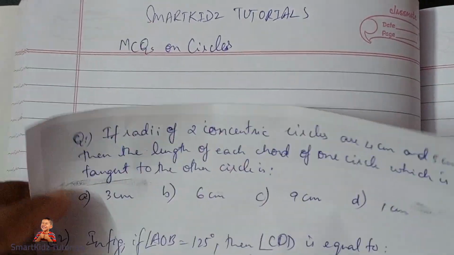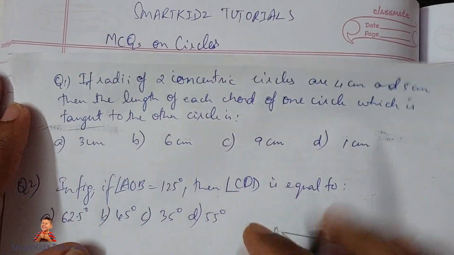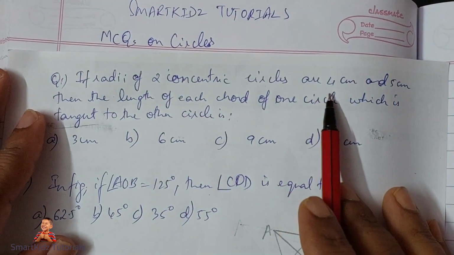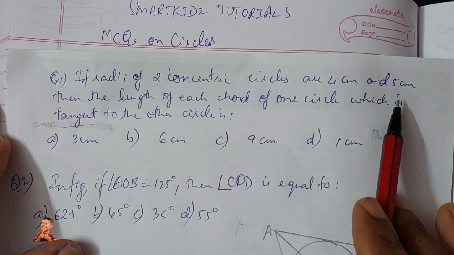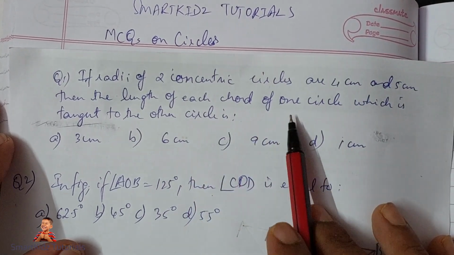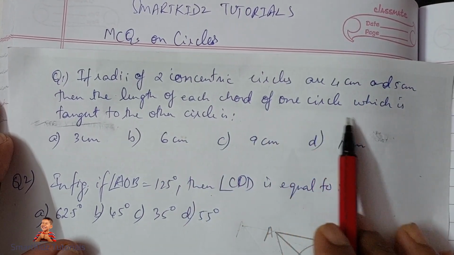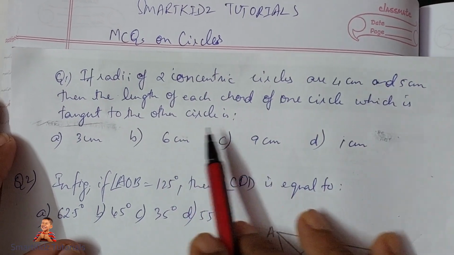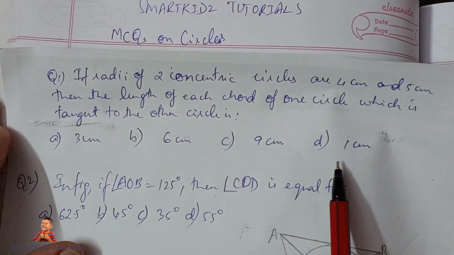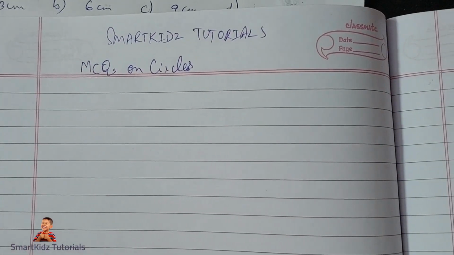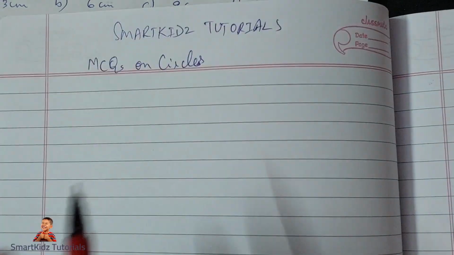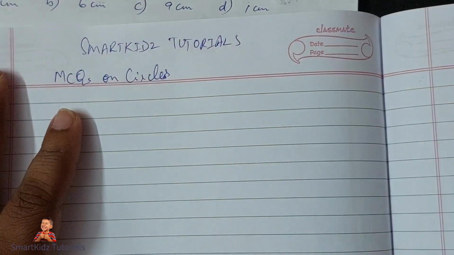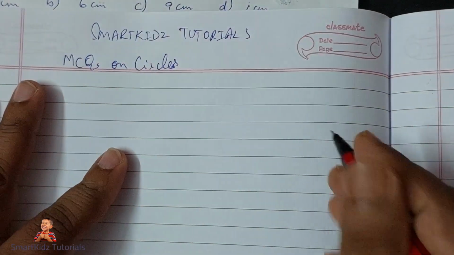Okay. Let's begin. First one. The first one says if radii of two concentric circles are 4 centimeters and 5 centimeters, then the length of each chord of one circle which is tangent to the other circle is one of the following. So first, let me just draw this picture. I mean the diagram. So just do the rough diagram.